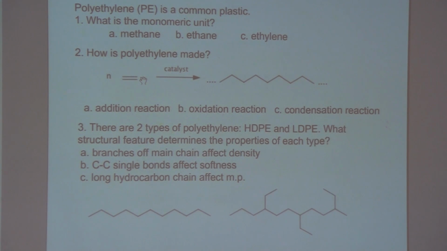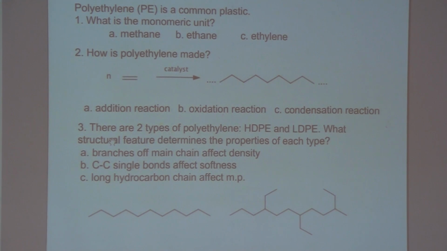polyethylene molecules. And that's how you can grow this chain. Okay, so again, what's happening is that this alkene is converted to a very long alkane. And this is an example of an addition reaction. Now there are two types of polyethylene, HDPE and LDPE.